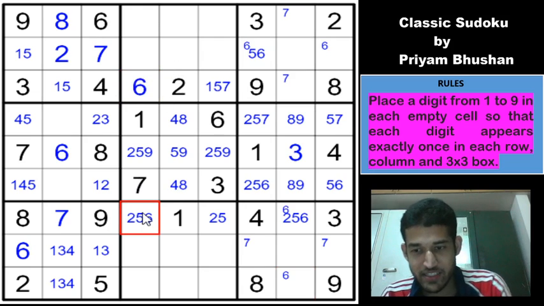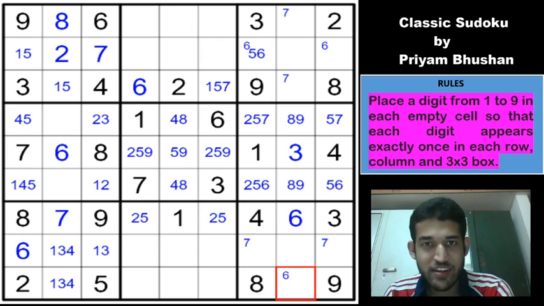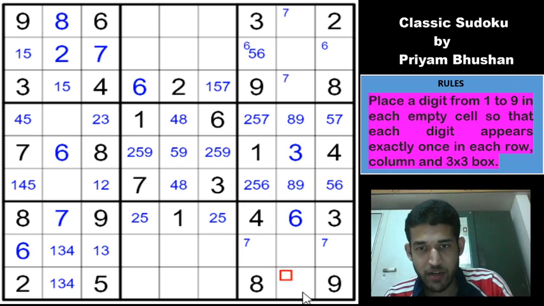So which means that this becomes 2, 5. And that gives us a 2, 5 pair, which means that we get the 6 here. Beautiful. Beautiful sequence of steps. So which means we can remove the corner pencil mark from here.